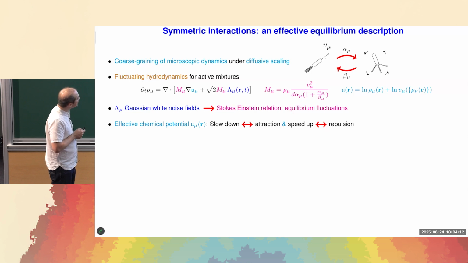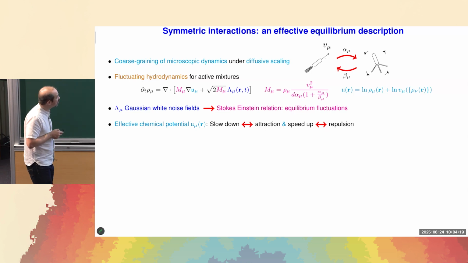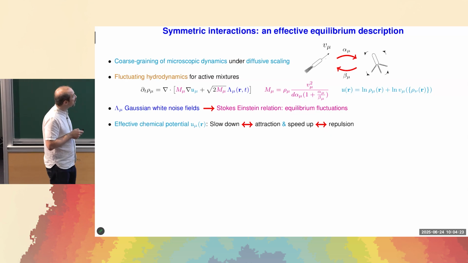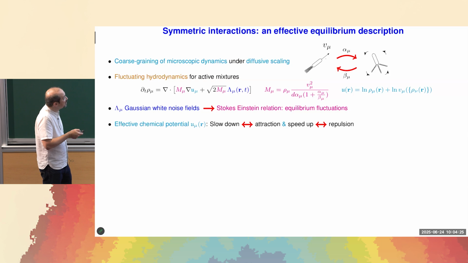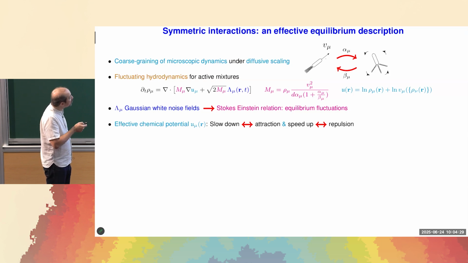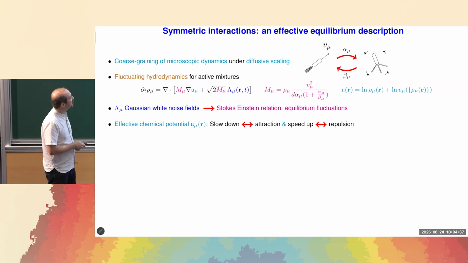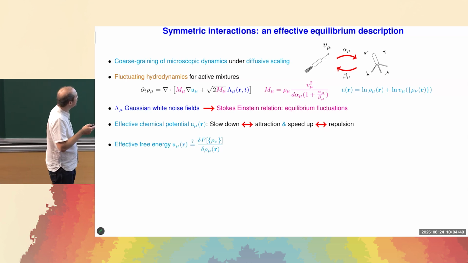The second thing is that if I look at this model, there is nothing out of equilibrium in this fluctuation. Because I have this Stokes-Einstein relation between the mobility and the amplitude of the noise, the fluctuations are bona fide equilibrium fluctuations. This is an approximation due to this diffusive scaling. The real noise should not be Gaussian, and there should be higher order corrections to that. But to this level, it's fine.